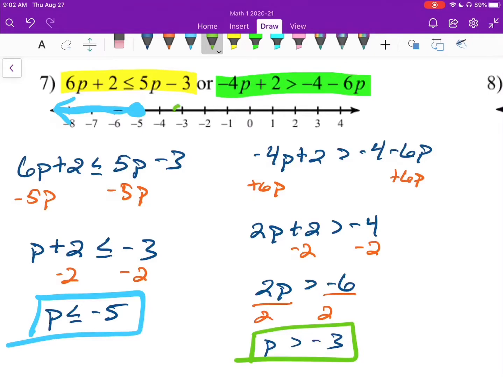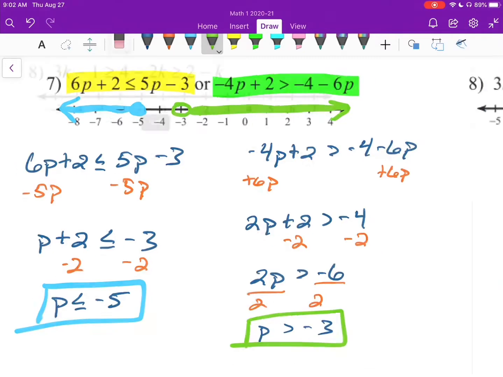So I'm going to have an open dot on negative 3, and it says p is bigger than, so it's going to be going to the right. All right, that's number 7.